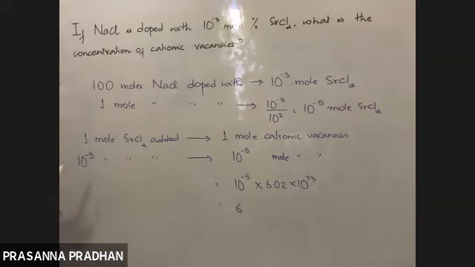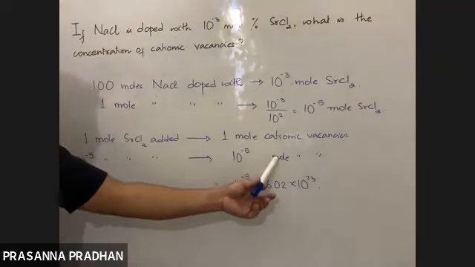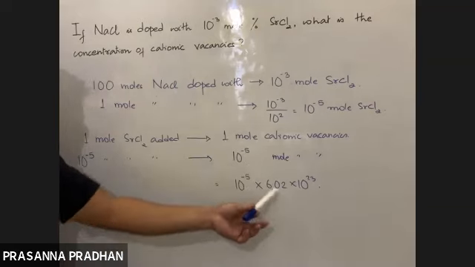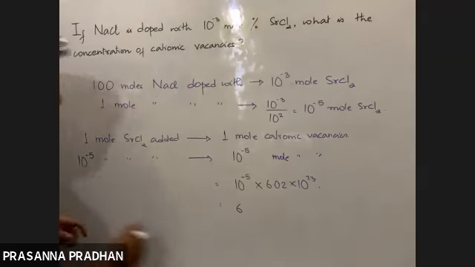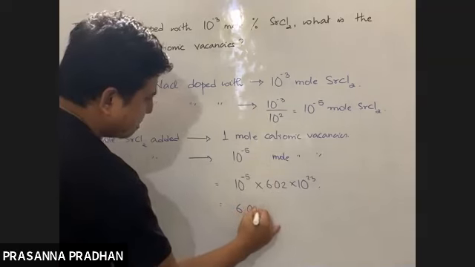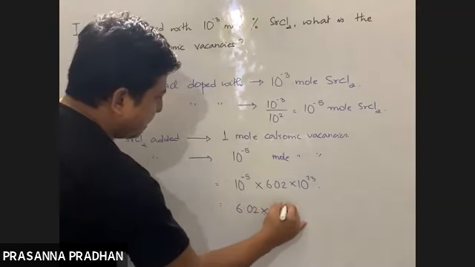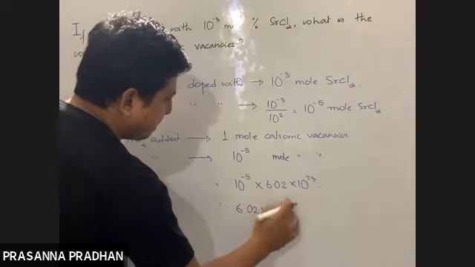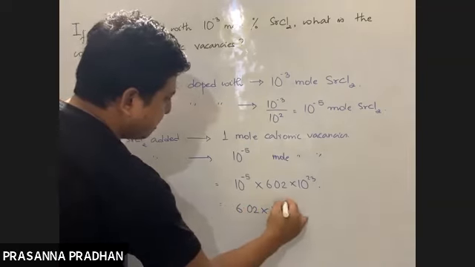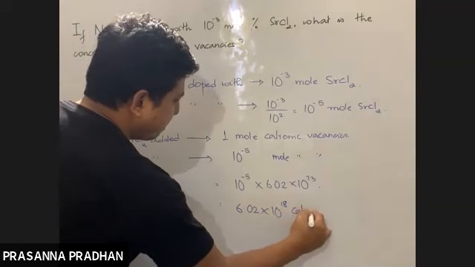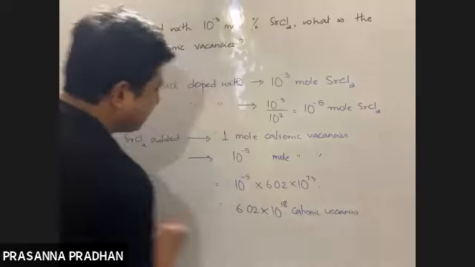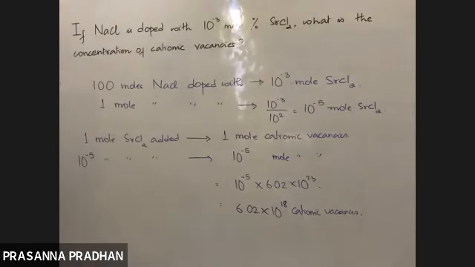देखो 10 power minus 5 mole को मैं number में change करा. 1 mole मतलब आप अगर number, 10 power minus 5 मतलब इतना. So what is the answer? 6.02 into 10 to the power 18 cationic vacancies. Okay, so these are two very important questions.